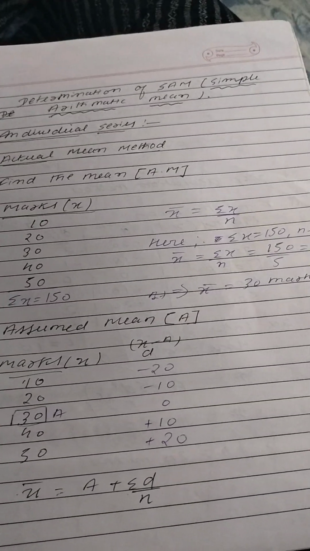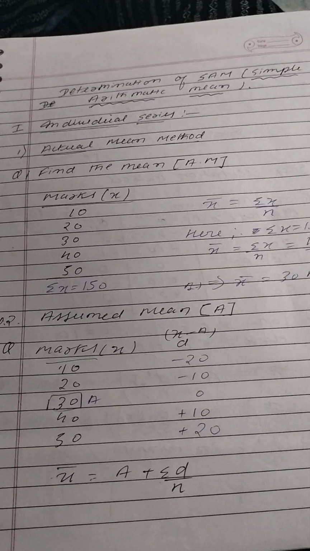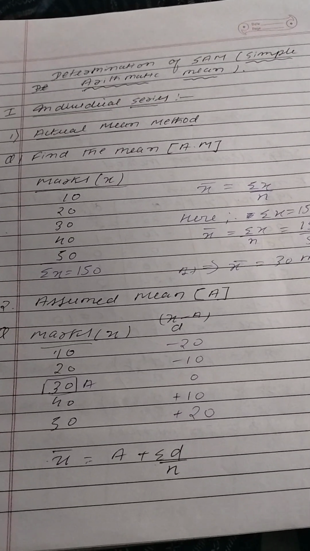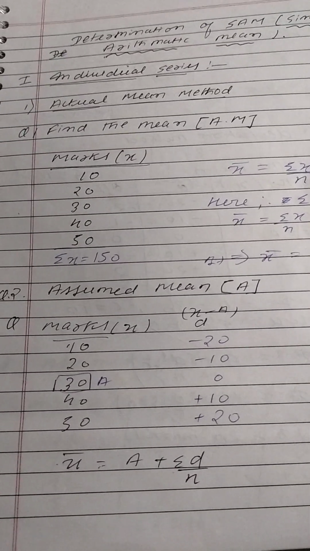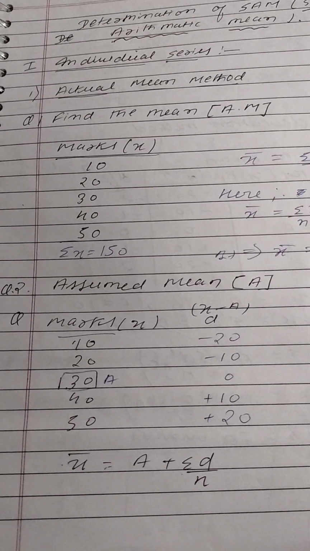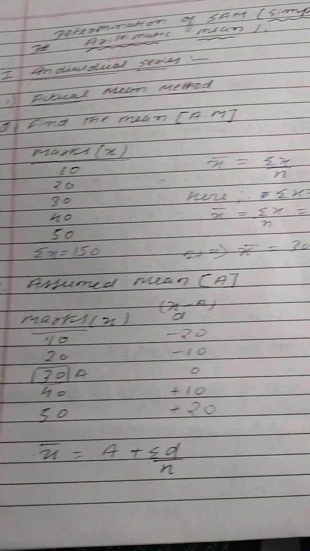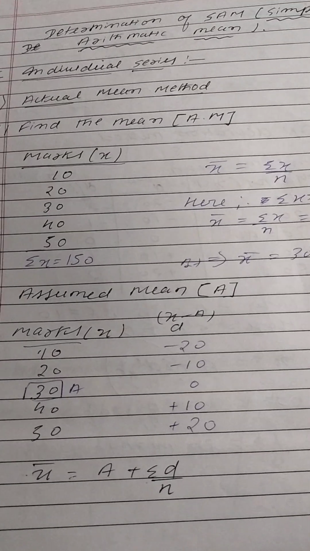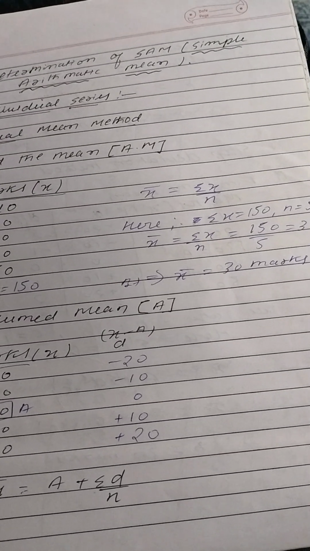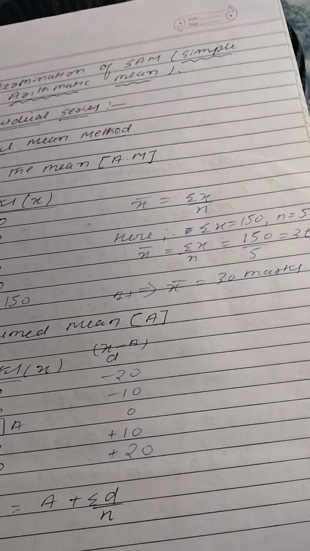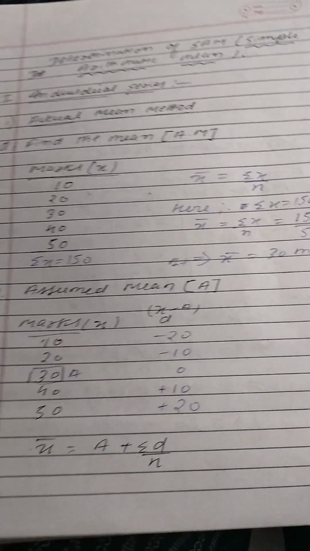Now we will move to the determination of the mean. First we will take the example of the individual series. Here the marks are there, you add them up and get summation x, then count the number of observations, which is 5, and divide, and you get 30 marks.